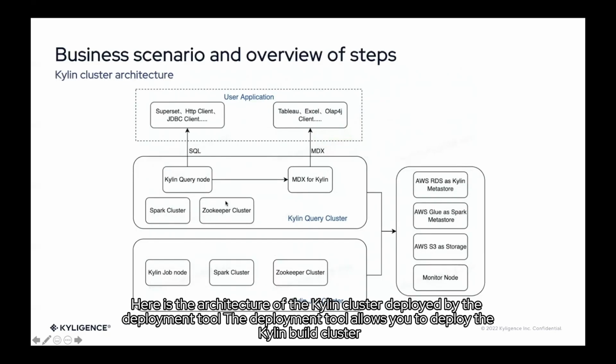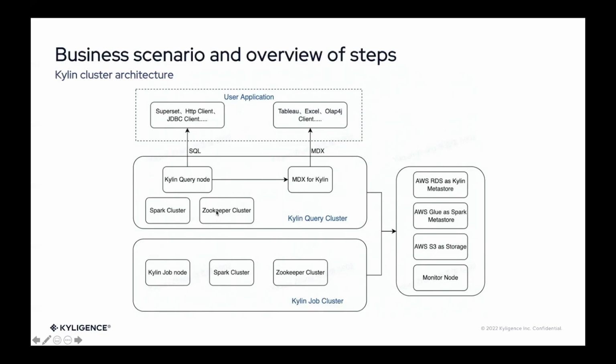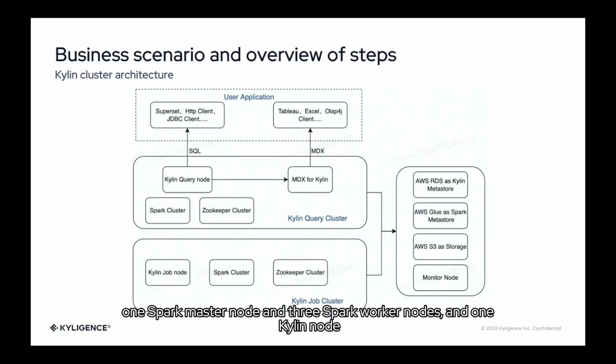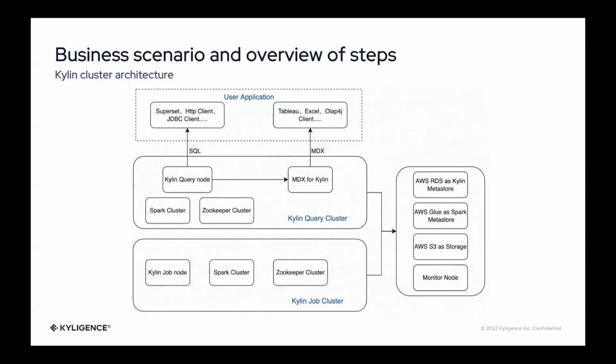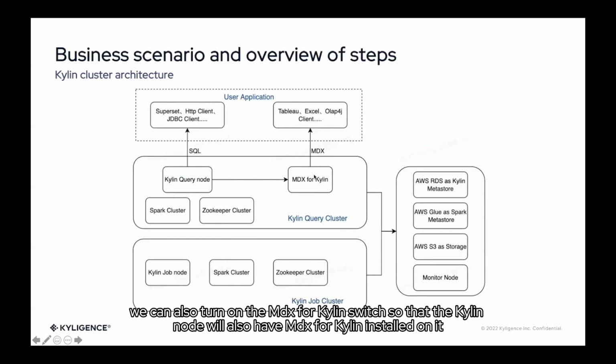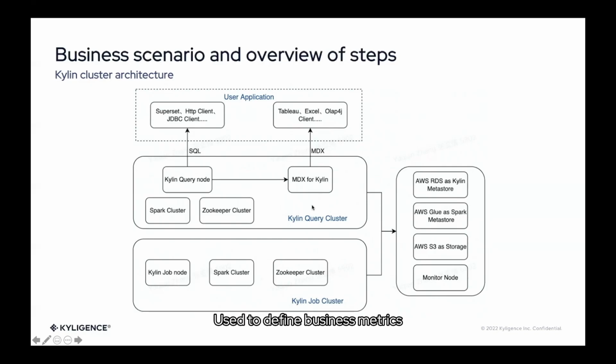Here is the architecture of the Kylin cluster, deployed by the deployment tool. The deployment tool allows you to deploy the Kylin build cluster and the query cluster. Both clusters contain 3 Zookeeper nodes, 1 Spark master node and 3 Spark worker nodes, and 1 Kylin node. When deploying the query cluster, we can also turn on the MDX for Kylin switch so that the Kylin node will also have MDX for Kylin installed on it, used to define business metrics.